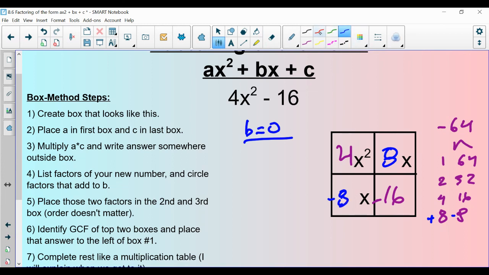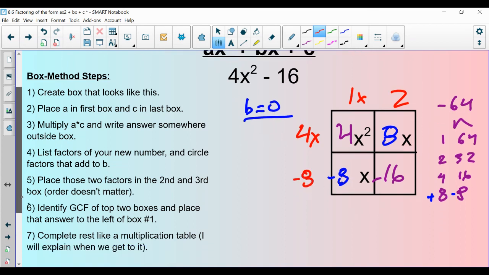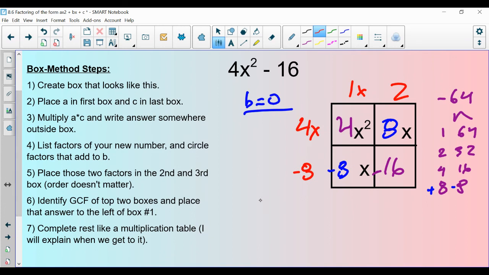Now we play our little fun game. Greatest common factor of the first two boxes would be 4x. And 4x times what is 4x squared? That would be 1x. And then 4x times what would be 8x? That would be 2. And 1x times what would be negative 8? That would be negative 8. And is 2 times negative 8, negative 16? So our answer here is going to be 1x plus 2, or x plus 2, and 4x minus 8.